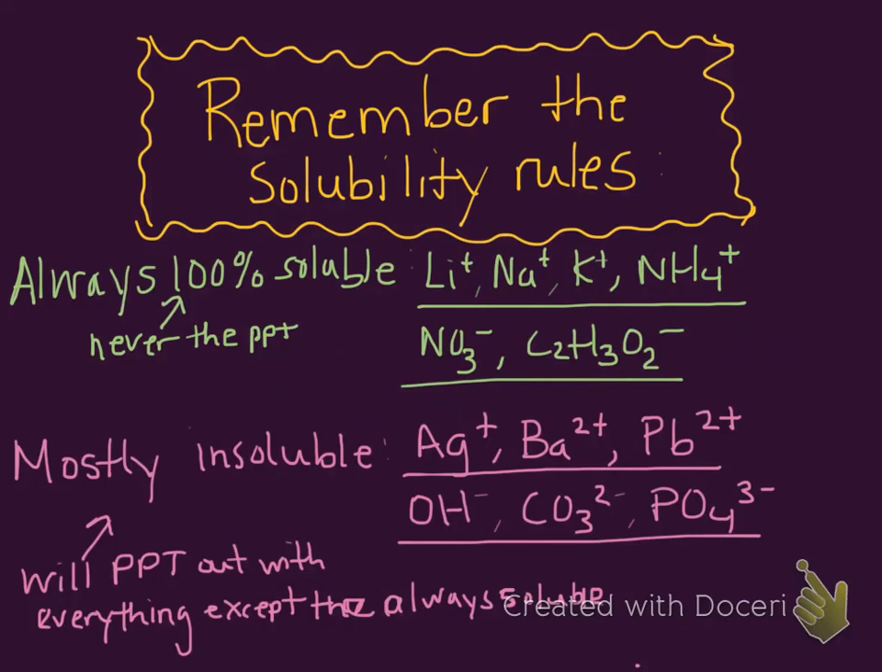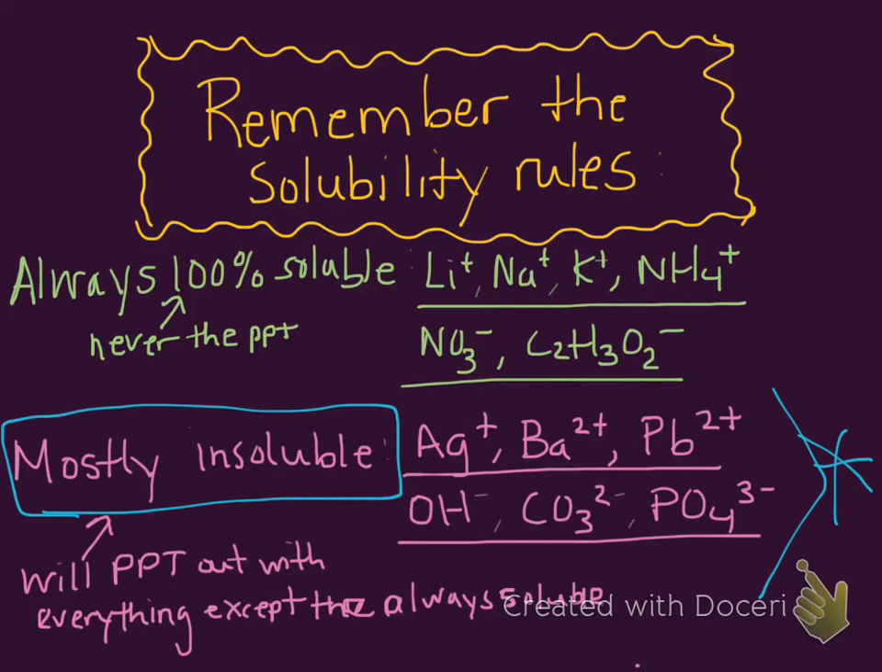Okay, so mostly insoluble, meaning these here are going to be the ones that are frequently going to be your precipitate. The only way they won't be a precipitate is if they're with one of the always soluble ions, okay? So for example, silver nitrate is soluble in water because it's with one of the 100% soluble ones. But if you put silver with chloride, if you put silver with iodide, if you put it with sulfate, if you put it with hydroxide, it will be insoluble.